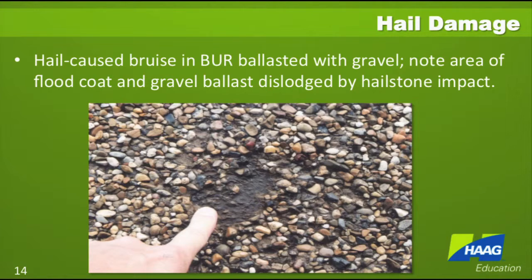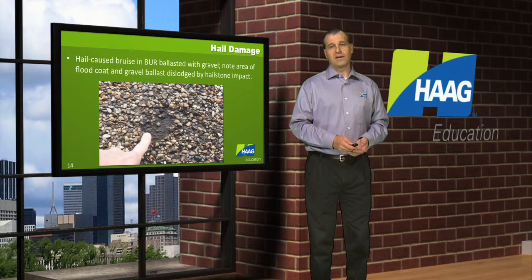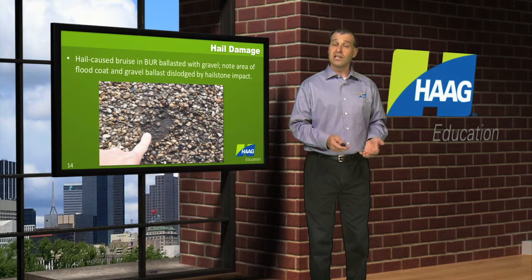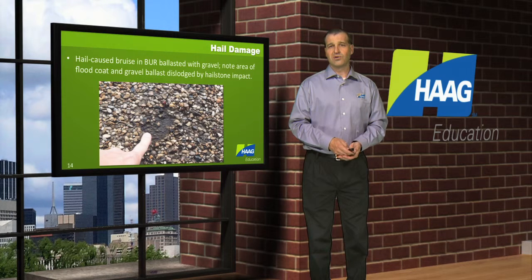Once you sweep away that loose gravel ballast and get down to the roof surface, in this photograph we see that the flood coat and the actual embedded gravel ballast have been broken away by the hail impact. The exposed asphalt is dark black, and by feeling it with your hand, you could detect a soft spot in the roofing. That would be considered our hail-caused bruise or fracture. If it's unclear whether it's broken through, again, this could be an area that you would mark for a potential test cut.